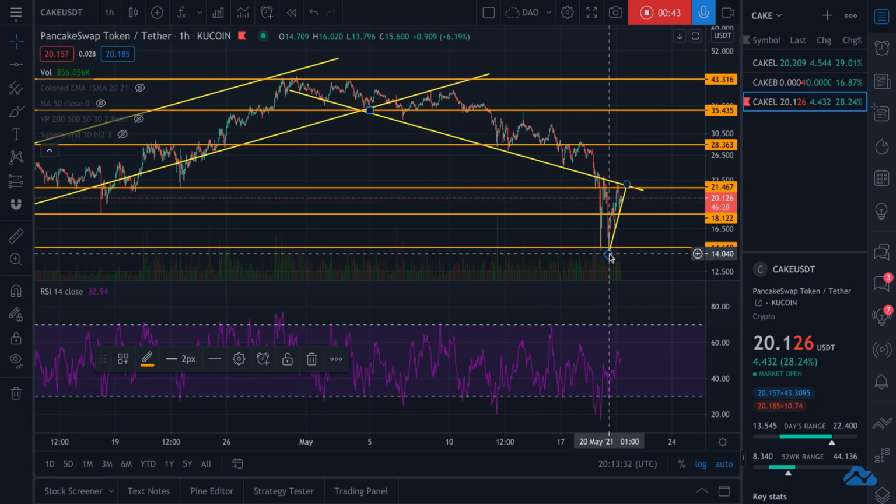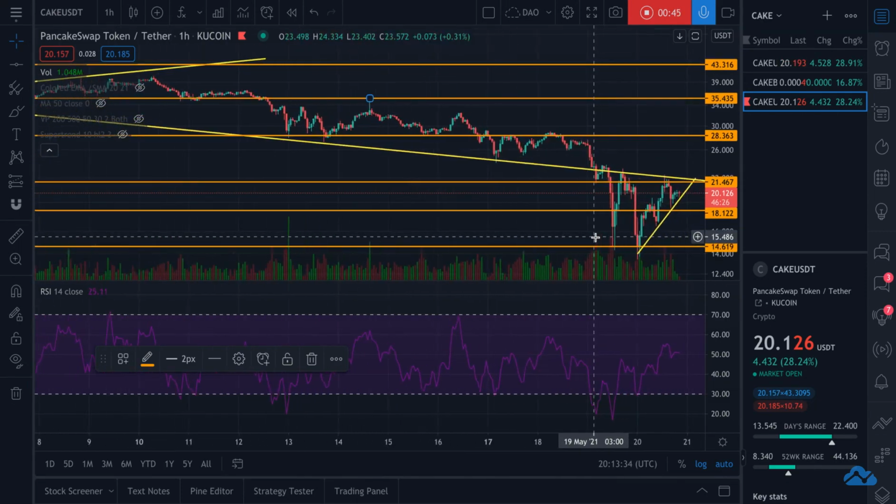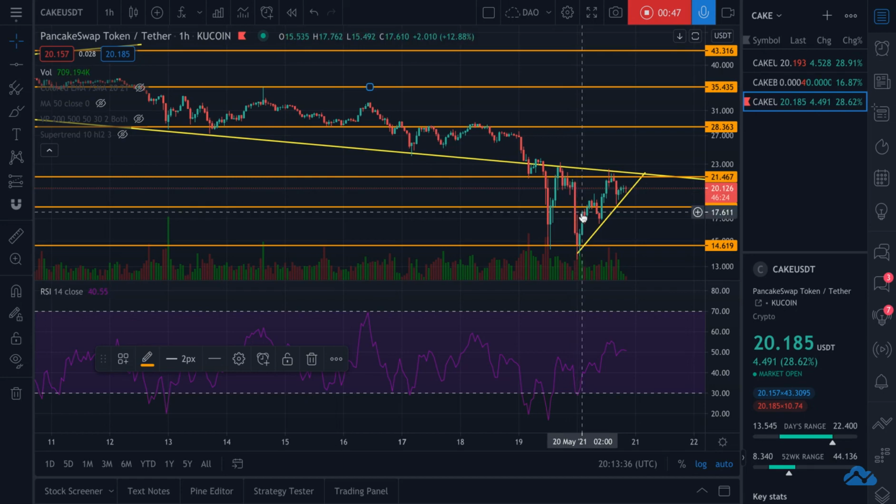And that was a mixture of alts losing strength against Bitcoin, combined with the Bunny exploit yesterday, which caused a lot of FUD and fear. And so that took us down to a level I never thought we'd see again for Cake, down to around 13.50. And then we have slowly been recovering since then. We've kind of just been climbing up this trend line here. As you can see, we have had higher lows.